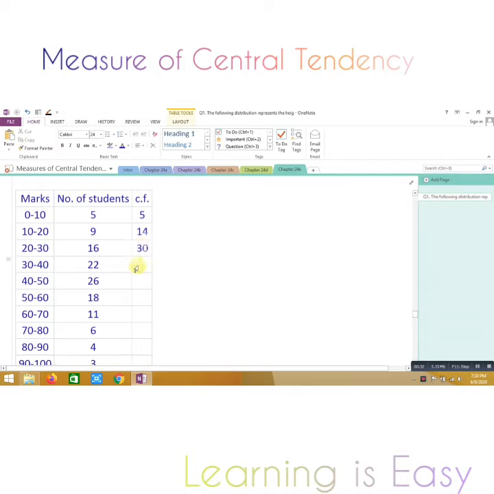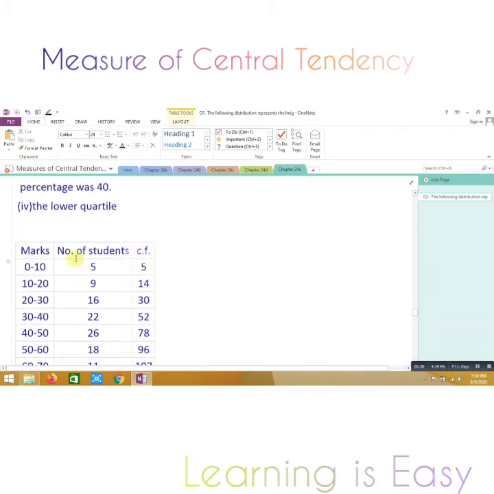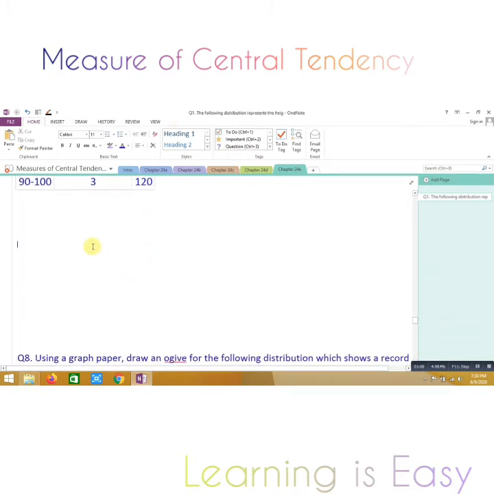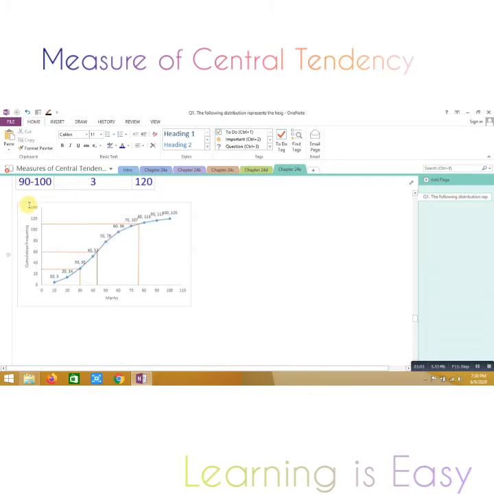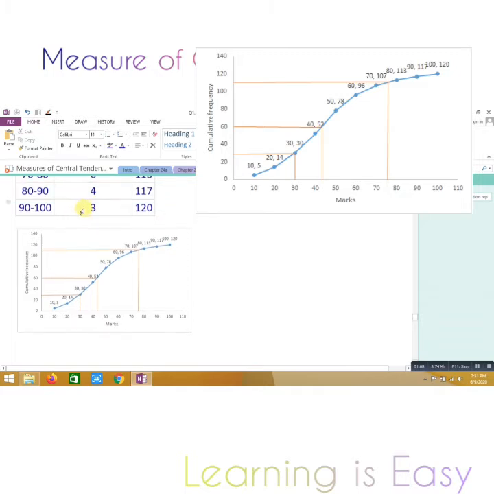30 plus 22 is 52. 52 plus 26 is 78. 78 plus 18 is 96. 96 plus 11 makes 107. 107 plus 6 is 113. 113 plus 4 is 117. Plus 3 is 120. So that's a total. So with this cumulative graph, we can draw marks on x-axis and cumulative frequency on y-axis. So we know the total is 120 students.